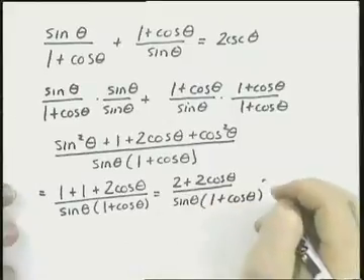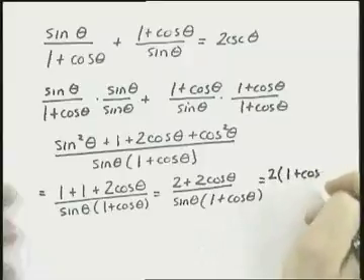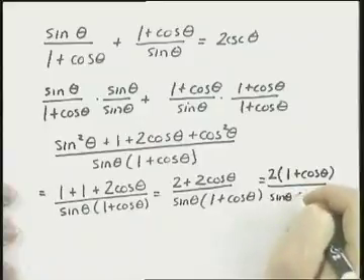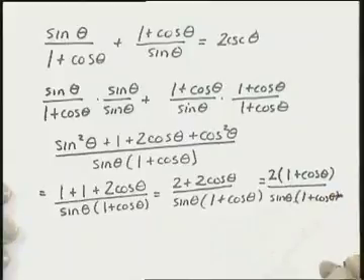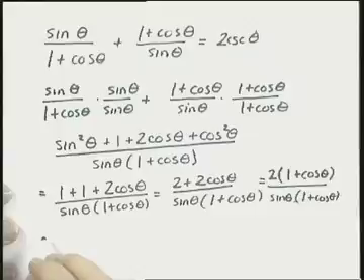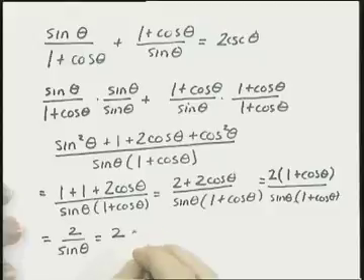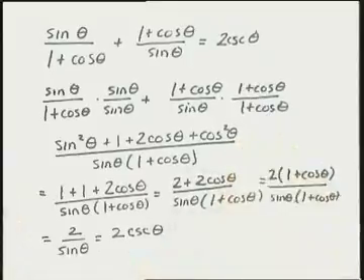Factor out your common factor of 2 there, and then you get 2 times 1 plus cosine of theta over sine of theta times 1 plus cosine theta. You can see that the 1 plus cosine thetas are going to cancel out, and I end up with 2 over sine of theta. But 1 over sine of theta is equivalent to cosecant of theta, so I have 2 cosecant of theta, which is what the right-hand side of the expression is equal to, so I've established the identity.